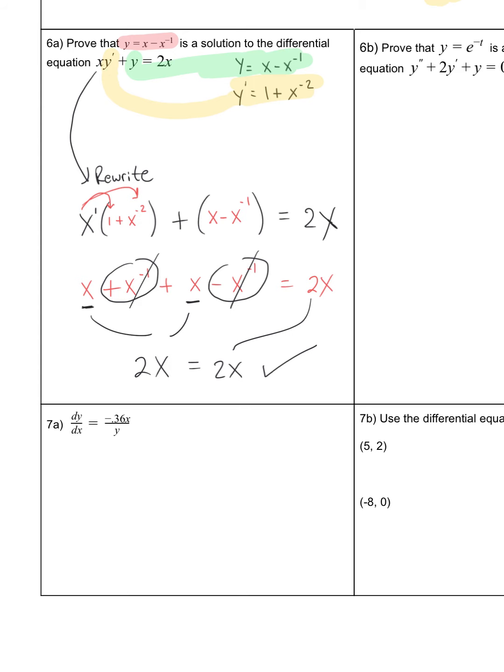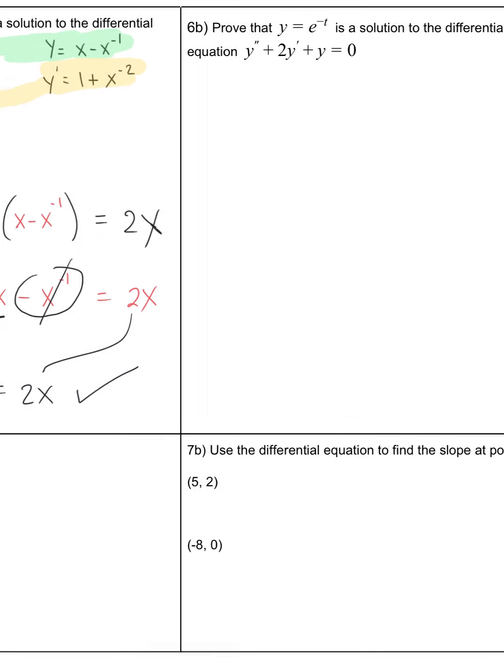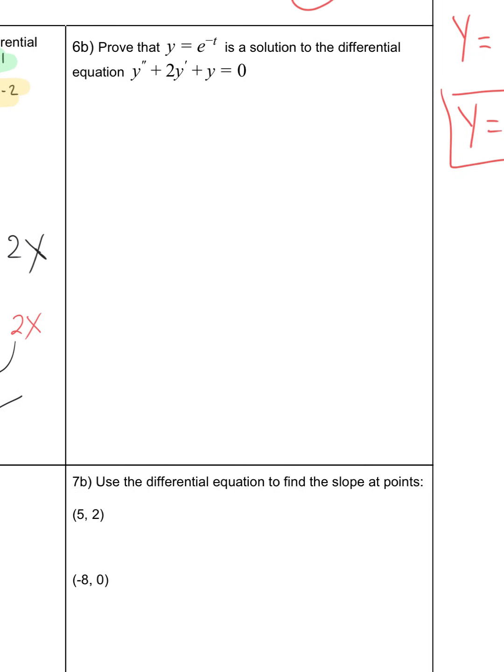Okay, let's do another one. Exact same thing. Over here, we are given the solution. Y is equal to e to the negative t. That is a solution, and we are going to plug it into this equation. Now, if you notice, we not only have to plug in y, we have to plug in y prime, the first derivative, and y double prime, the second derivative. So we're going to take y is equal to e to the negative t, and find the first derivative and the second derivative.